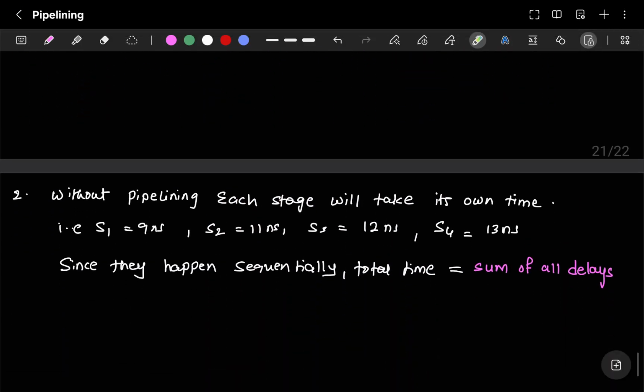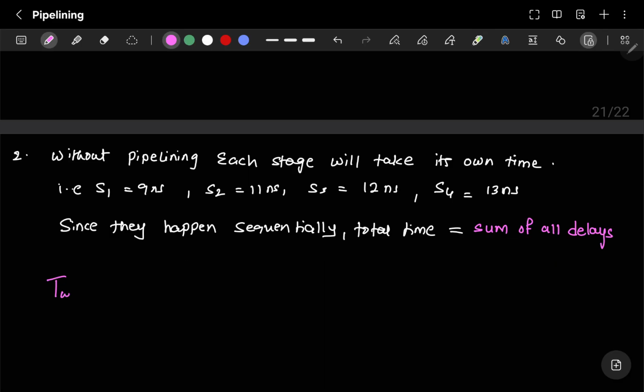Okay. So I had written this note here. Without pipeline, each stage will take its own time, right? That is, S1 will take 9 nanoseconds, S2 will take 11, S3 12, S4 13. Since they happen sequentially, because without pipelining, every instruction will go through all the phases sequentially, right? So you just have to sum up all the delays. That's it. That is the answer.